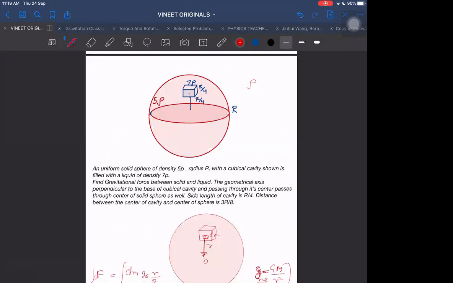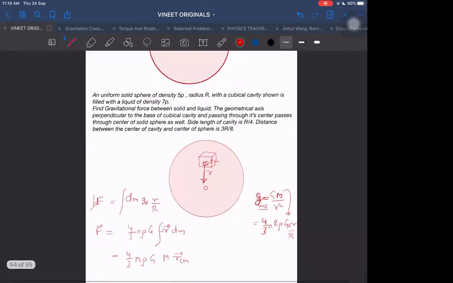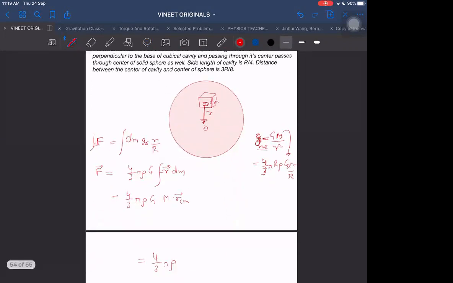R by 4 plus R by 8. What is R by 4 plus R by 8? That is 3R by 8. Then we get it as 4 by 3 pi rho g into m into 3R by 8. Sir, pi rho g m R by 2, sir.